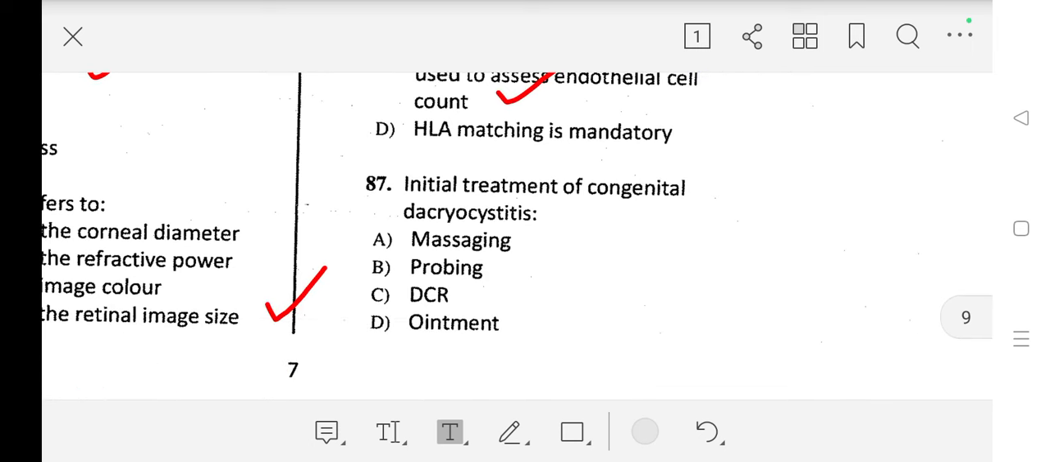Next question is question number 87. Initial treatment of congenital dacryocystitis is A part massaging, B part probing, C part DCR, D part ointment. Its right answer is A part, massaging.